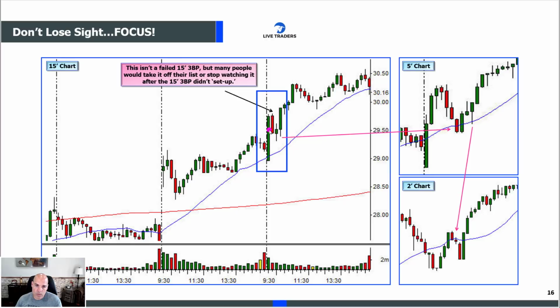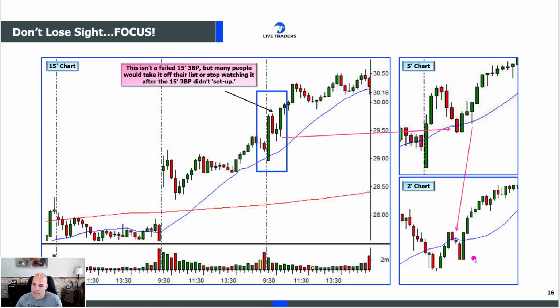All right. You're not going to catch every one. I'm not here to tell you, oh my gosh, you're never going to miss one. You will. We all do. But this will help you miss fewer, right? And you'll get more. So this ends up being a really good 5 minute buy setup based off of what was looking like a 15 minute three bar play. It turns into a 15 minute minor pivot, and this stock rips pretty good. And then the 2 minute is just there for extra confirmation.